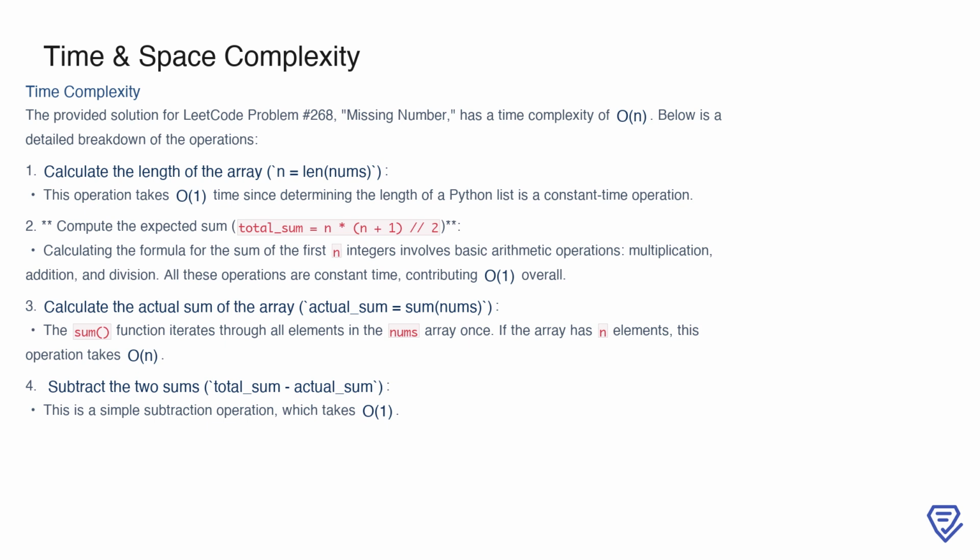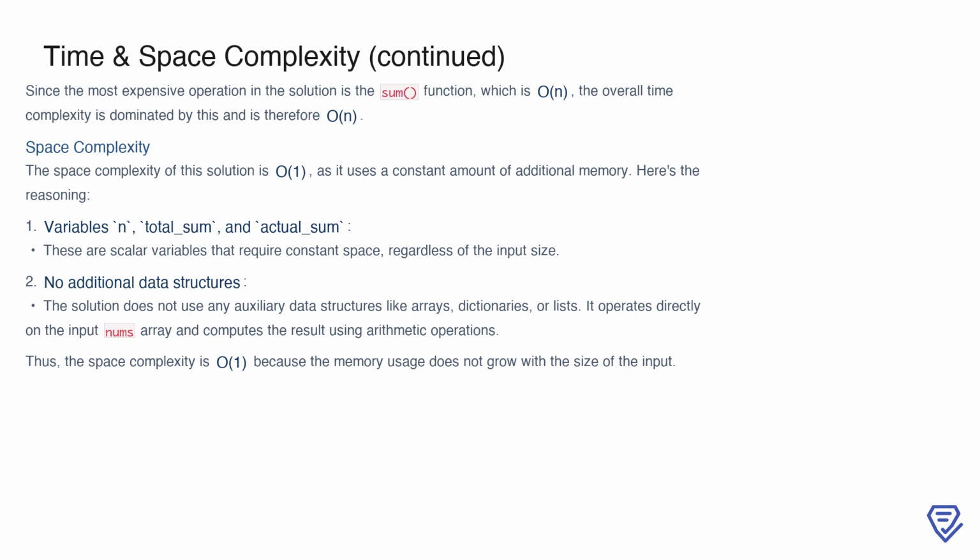Then, we calculate the actual sum of the array using Python's sum function. This function iterates through each element of the array once, so for an array with n elements, the sum operation takes O(n) time. Finally, subtracting the two sums to find the missing number is a simple subtraction operation that takes O(1). When all these steps are combined, the dominant operation here is the sum function, which makes the overall time complexity O(n). Since the most time-intensive operation in this solution is the sum(nums) function, which iterates through the entire array, the overall time complexity is dominated by this step and is therefore O(n).